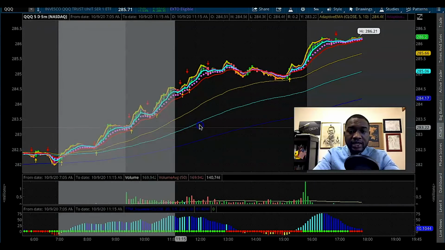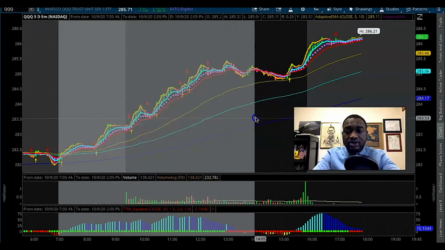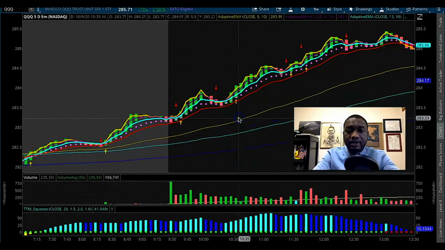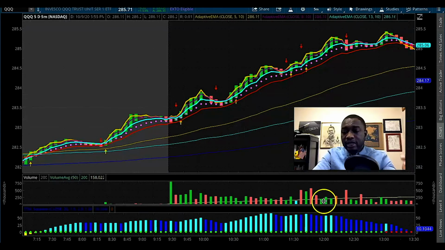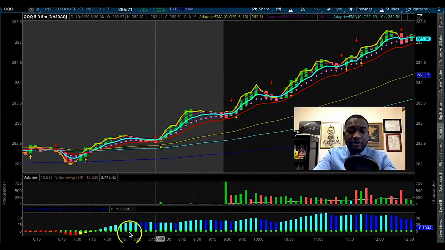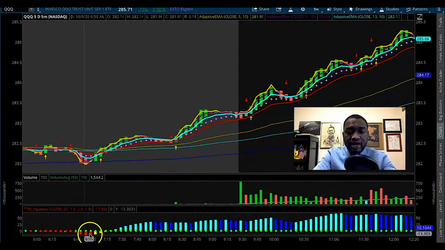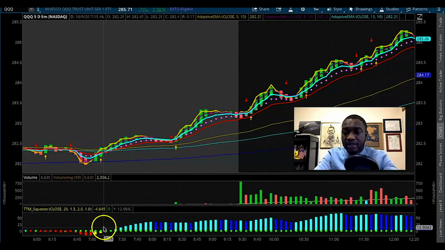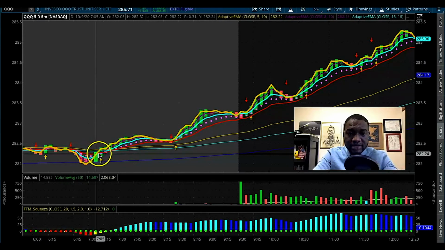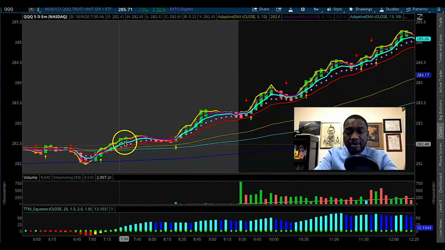So now this is a perfect example of what I'm talking about right here. Let me explain this to you. From this point, usually the red and yellow signify that the selling volume is waning, is going down, and usually it means that the buyers are coming back in.